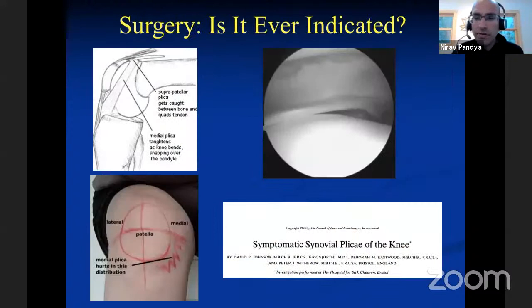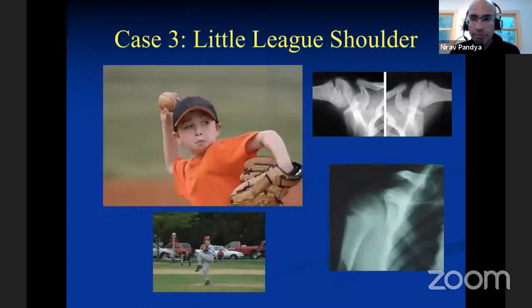The only time that surgery is ever indicated is if they have plica syndrome, which is not necessarily related to overuse, but it's one common cause of anterior knee pain. And once again, they have to fail extensive physical therapy before they undergo this surgery.